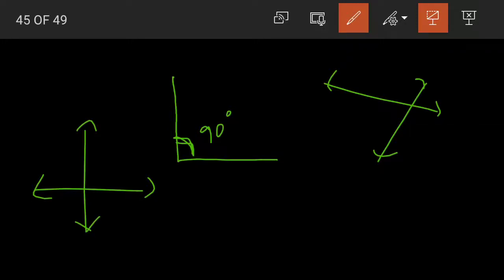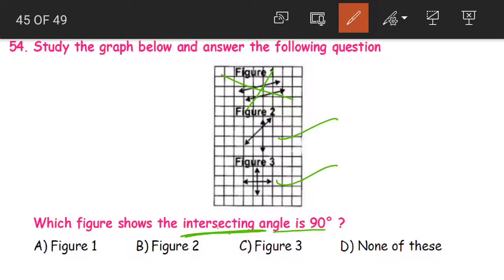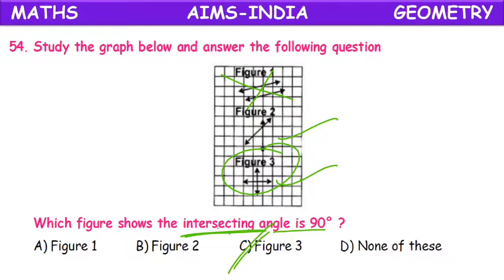Even in the given question we have two lines like this. Now tell me, children, which has an intersecting angle of 90 degrees? Yes, this figure here, it is nothing but 90 degrees. Both the lines are intersecting and also the intersecting angle is 90 degrees. So that is our figure 3. Option C becomes our correct answer. Remember, angle is 90 degrees means it will look like an L shape.